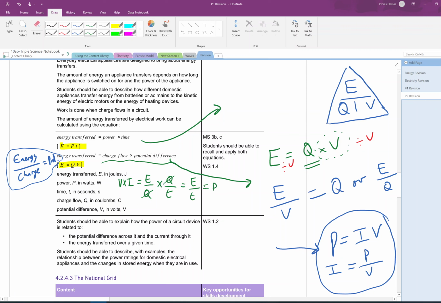So that definition of electrical energy being charge multiplied by voltage, you can rearrange to give you voltage as energy over charge, and then you can see how current times by voltage gives you electrical power, because when you multiply them, you're left with energy over time, which is power.